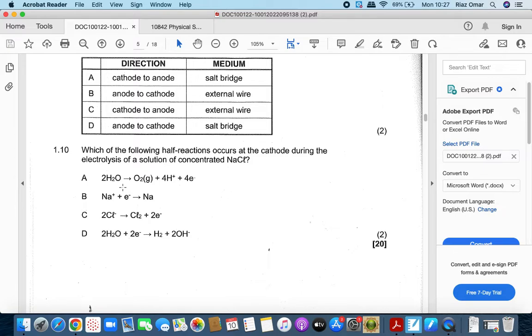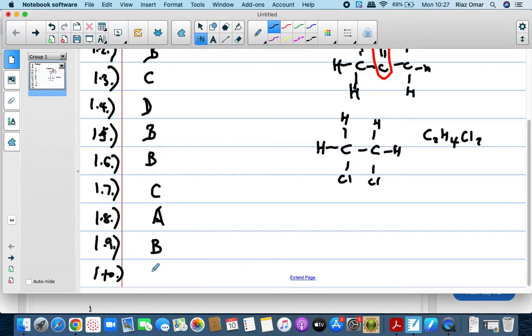So which one is the water one? It will be the one that produces the hydroxide ion. So that means D will be the right answer. All right, so for 1.10, the answer is D. So that was the theory of the Nelson cell.